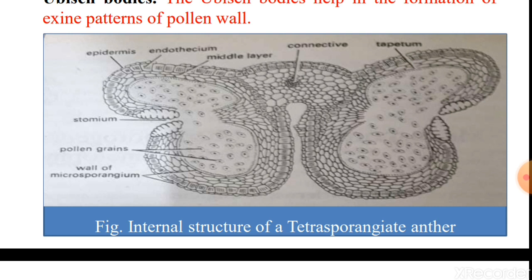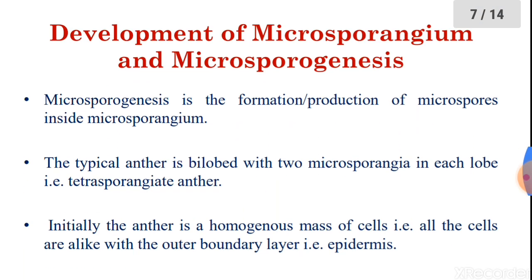In between the two anther lobes, connective is present, and connective is the sterile part of the anther. Tapetum is the last layer of the anther wall and is nutritive in function. Now, development of microsporangium and microsporogenesis. Microsporogenesis is the formation or production of microspores inside the microsporangium.